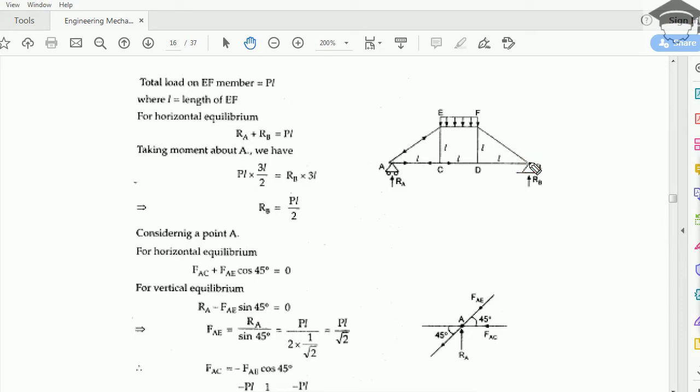So considering the same diagram, this is suppose RA, this is RB, and we have one force in this direction as well. If we take the vertical summation Fy equal to 0 for the complete system, it will be Ra plus Rb is equal to the total UDL load. It was P per unit length, so total will be P into L. So that is the first equation. Then we have to find Ra and Rb. One equation we got, the other equation we have to formulate.